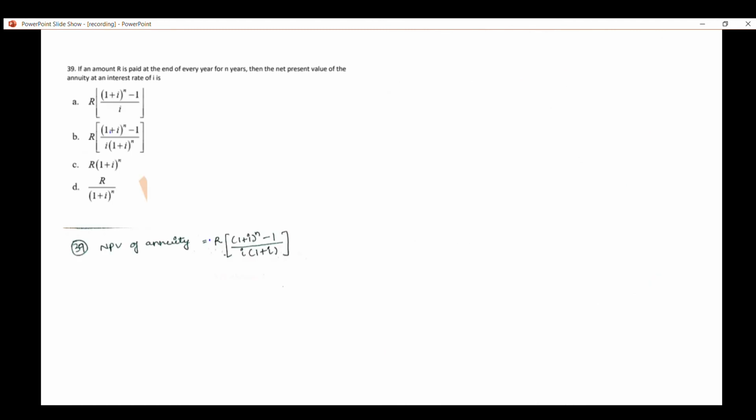Here we have to tell the net present value of annuity at an interest rate of i. So it's just a formula. If you remember this, you will be able to do the question. So the correct option is B.